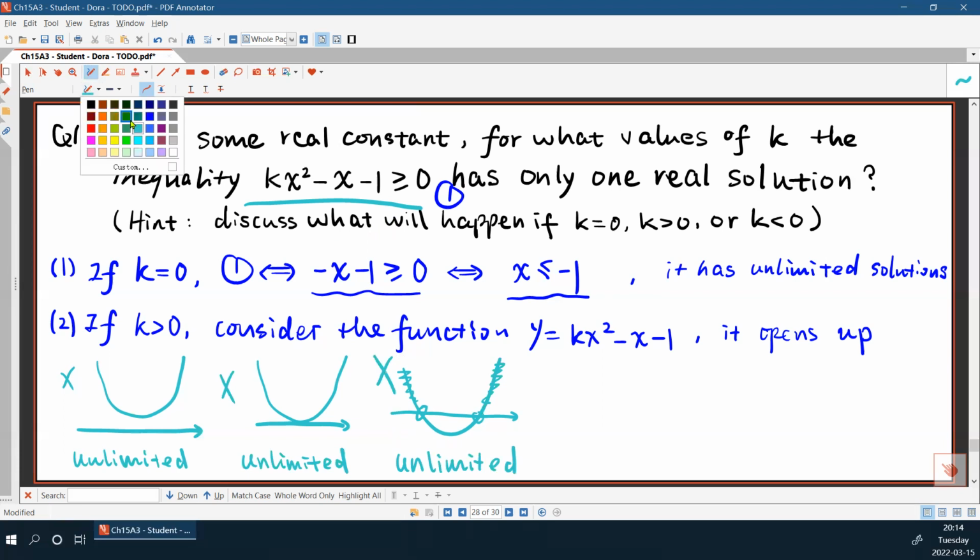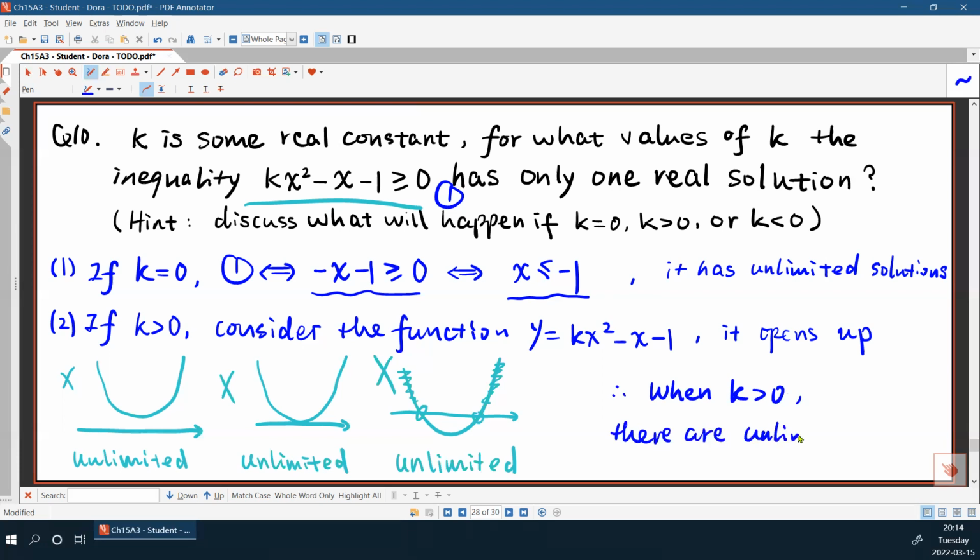Therefore, k cannot be greater than 0, right? You can make this conclusion: when k is greater than 0, there are unlimited solutions to the rational expression, right? Okay, that's the discussion for k greater than 0.